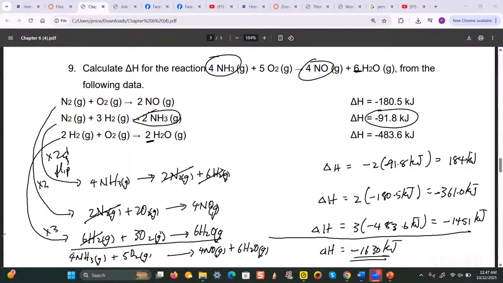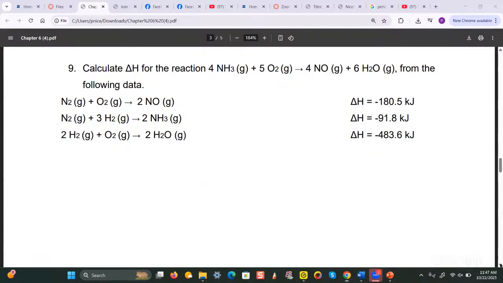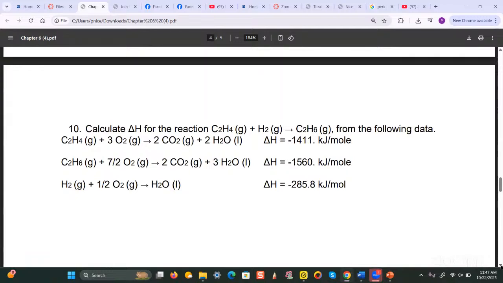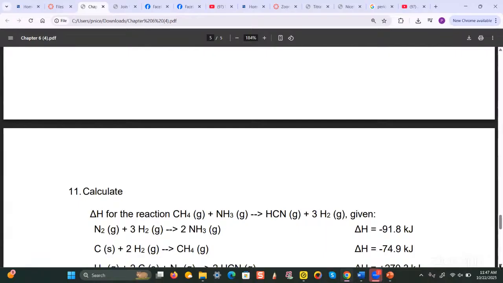And if I'm not mistaken, number 10, let me see what number 10 is. Same type of problem. So I'm going to leave that for you to do on your own. Let me see number 11. Number 11, same type of problem.